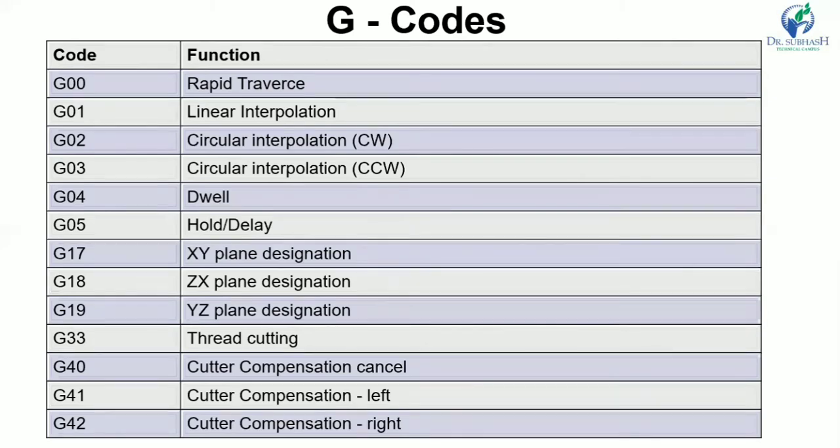G03 is a circular interpolation counterclockwise. G04 is a dwell period. G05 is a hold and delay periods. G17, that means the XY plane designation. G18 is ZX plane designation. G19 is YZ plane designation.